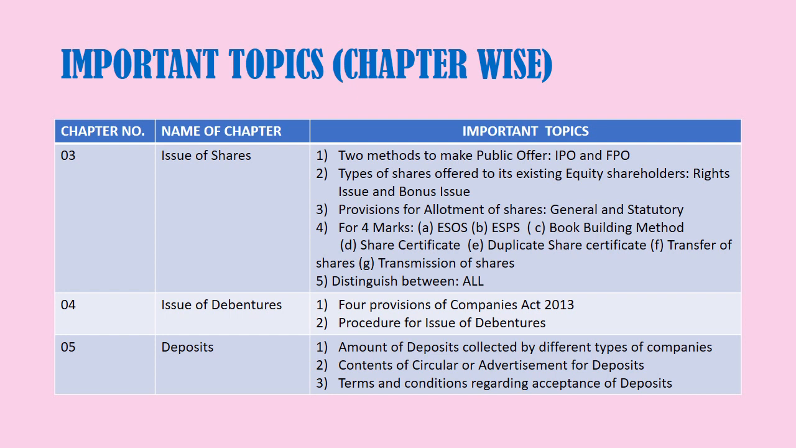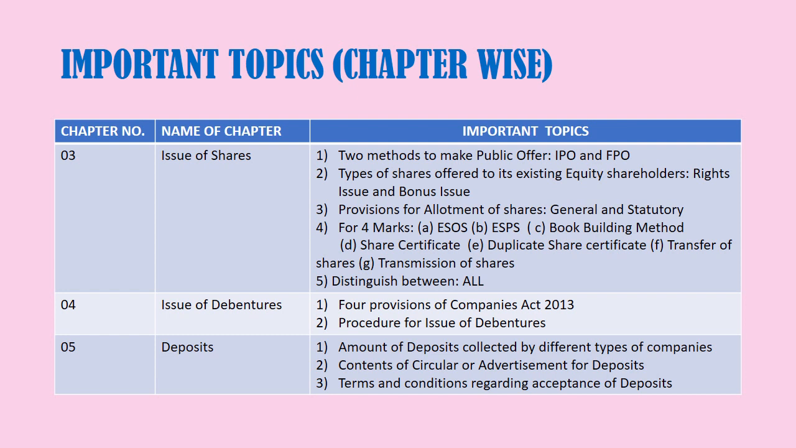Provisions for allotment of shares: we can have general provisions for 4 marks and statutory provisions we can expect for 8 marks. Then there are some small topics for 4 marks, like ESOS, Employee Stock Option Scheme, or ESPS, Employee Stock Purchase Scheme, book building method, share certificate, duplicate share certificate, transfer of shares, transmission of shares. These are all small topics for 4 marks. Then distinguish: all the types of distinguish are very important over here.